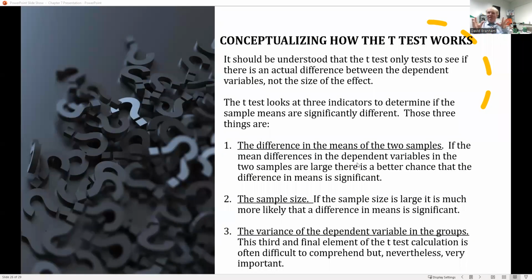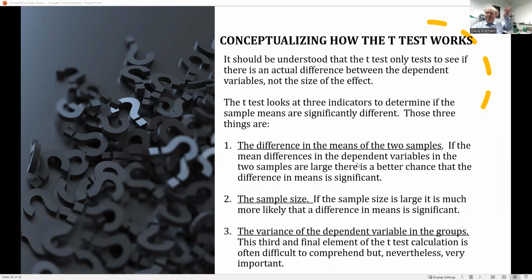So, conceptualizing how these t-tests work. In order to see if there's a difference, you run something called the t-test. They call it a student's t-test in the book. Almost everybody just calls it a t-test. And it should be understood that the t-test only tests to see if there's an actual difference between the dependent variables. It doesn't look for effect size.